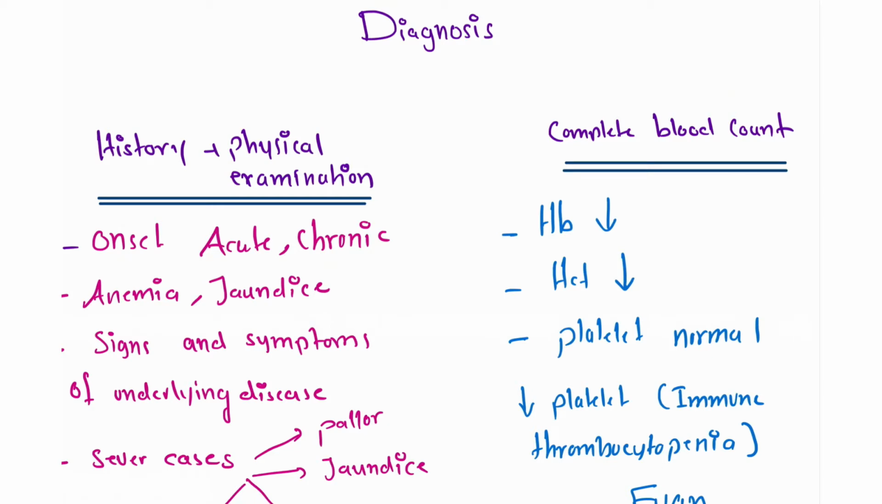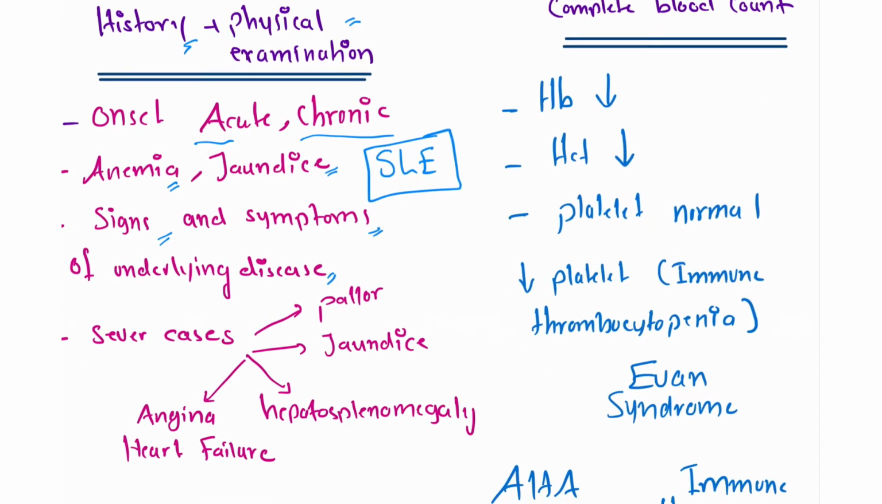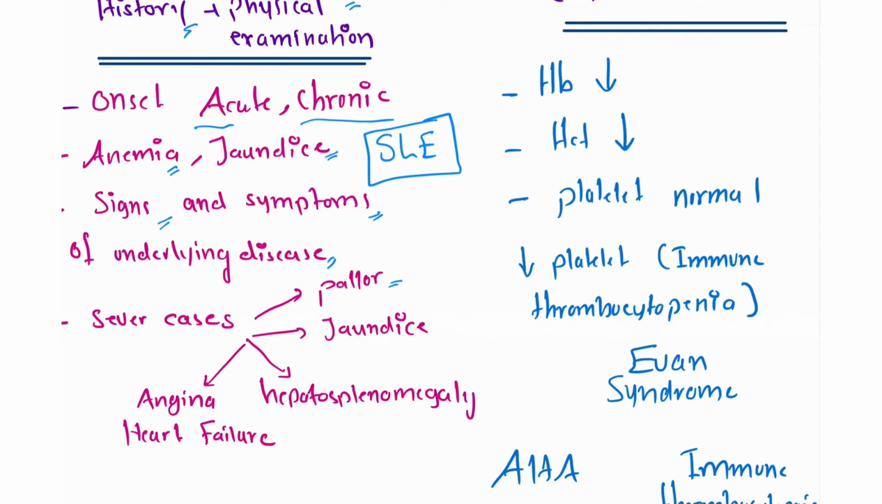Regarding the diagnosis of warm autoimmune hemolytic anemia, start with history and physical examination. The onset may be acute or chronic. The patient may present with signs and symptoms of anemia such as pallor, fatigue or yellowish discoloration of the skin, and signs and symptoms of underlying disease. What do we mean by that? For example, if the patient has underlying SLE, they may have photosensitivity, skin rash, oral ulcer, arthritis, etc. So we must focus on the signs and symptoms of the underlying cause of this type of hemolytic anemia. In severe cases, the patient may present with pallor, jaundice, hepatosplenomegaly, and angina or heart failure.